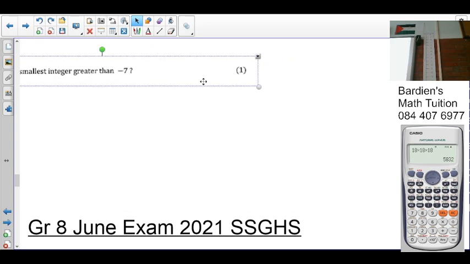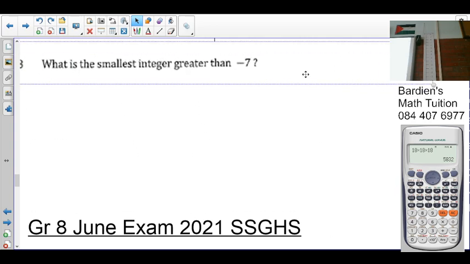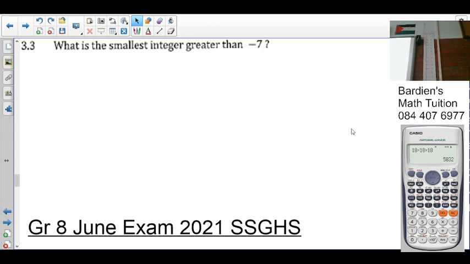What is the smallest integer greater than minus 7? Negative 6. No? You guys understand? Yes, sir. The nice question, yes? The smallest integer greater than negative 7.